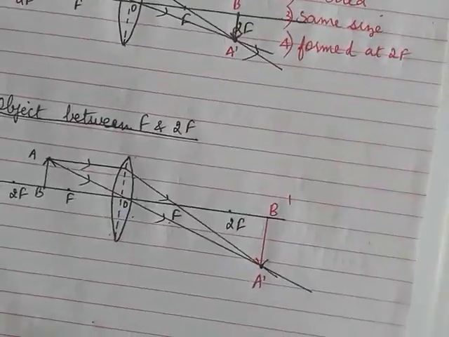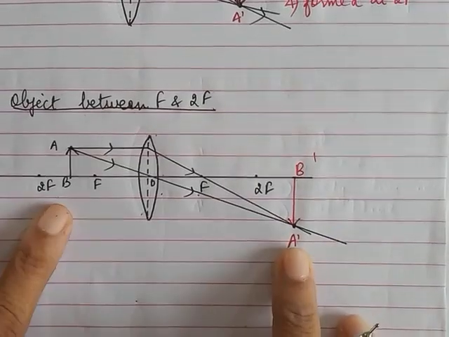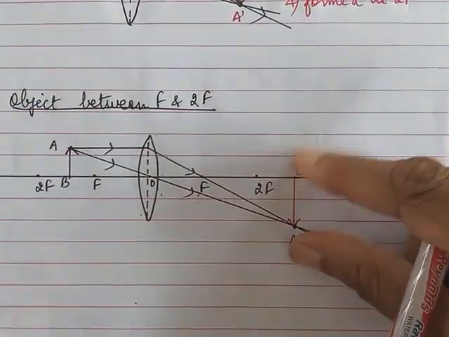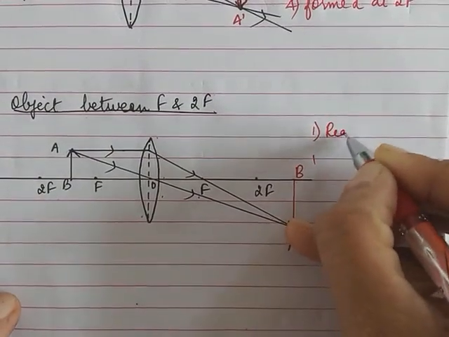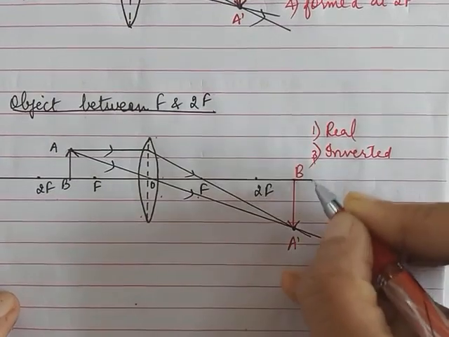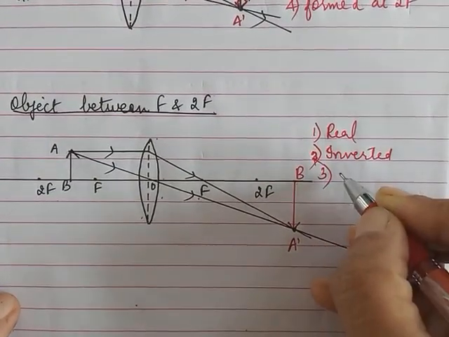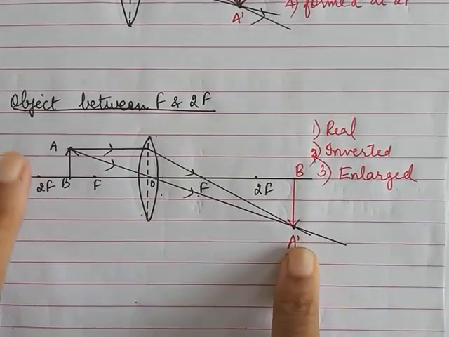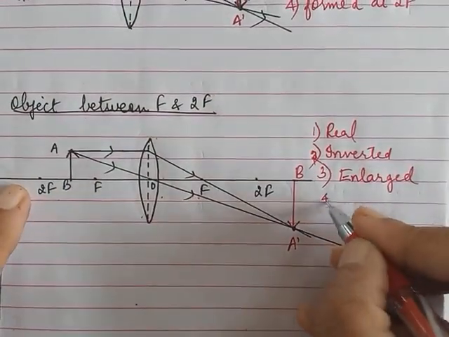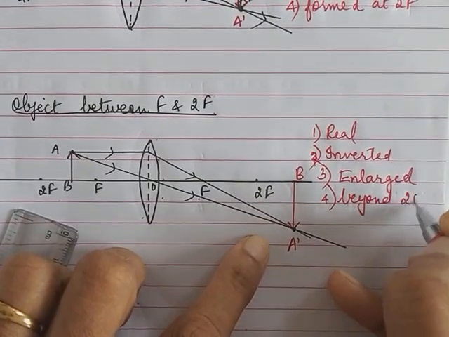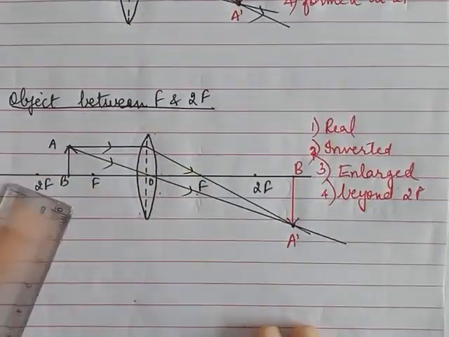Clear? So see the size now. Image has started increasing in size. Image size is bigger than the object. So real, inverted, and the third one, enlarged. Okay, enlarged means bigger, image is bigger than the object. Where is it formed? Beyond 2f. It's beyond 2f.